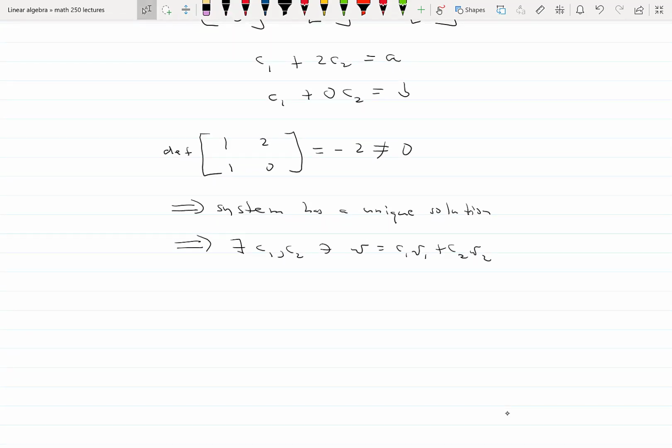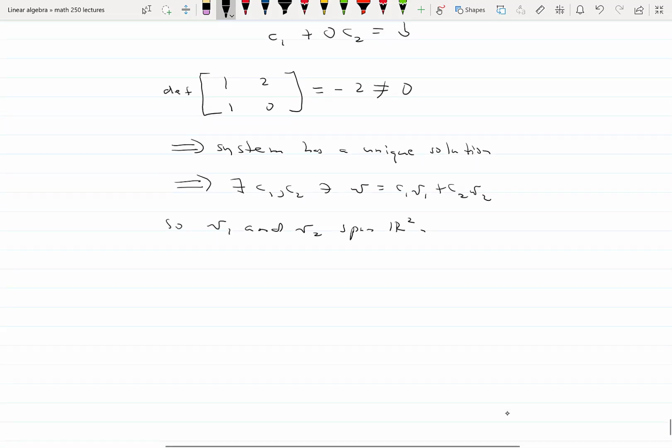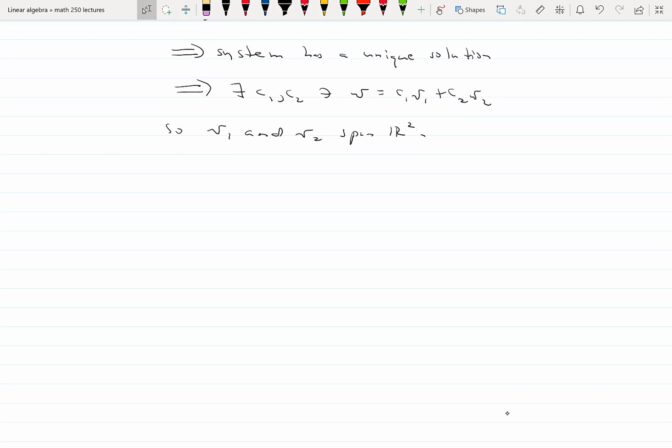So yes. The question is, do the two vectors V1 and V2 span R2? Yes, I found constants that make V a linear combination of the two vectors. So V1 and V2 span R2. Every vector in R2 is a linear combination of these two vectors.